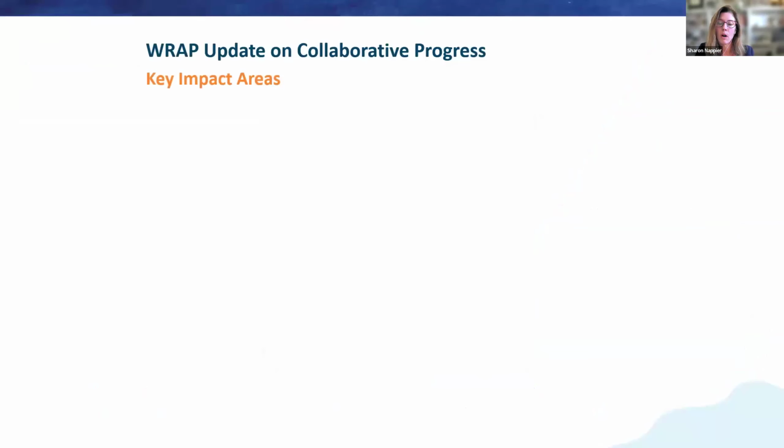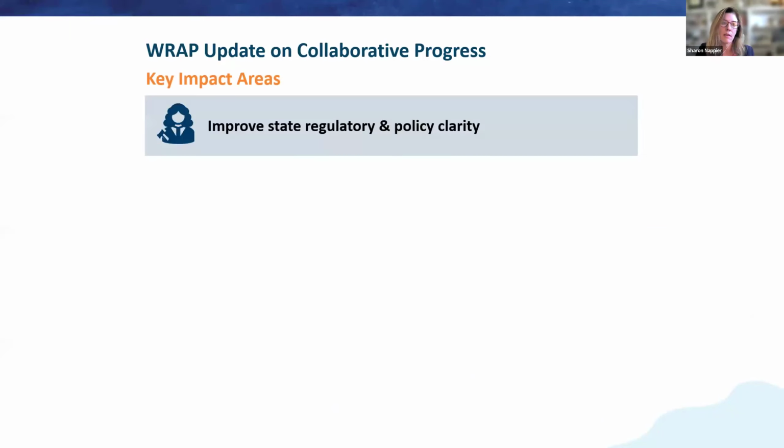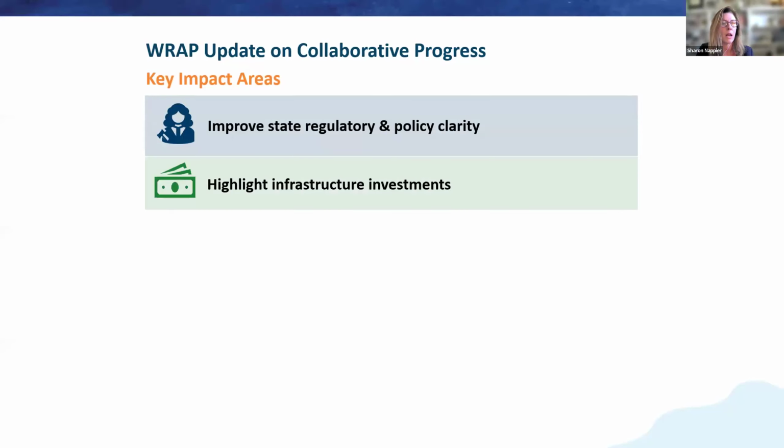All right, so all of our actions are organized in several key impact areas. The vision is that we're trying to make big impacts in improving state regulatory and policy clarity. Again, we don't have federal regulations. The states are in the driver's seats for moving reuse regulations forward. So this is really trying to help with our codes and our standards and our permits and understanding those.